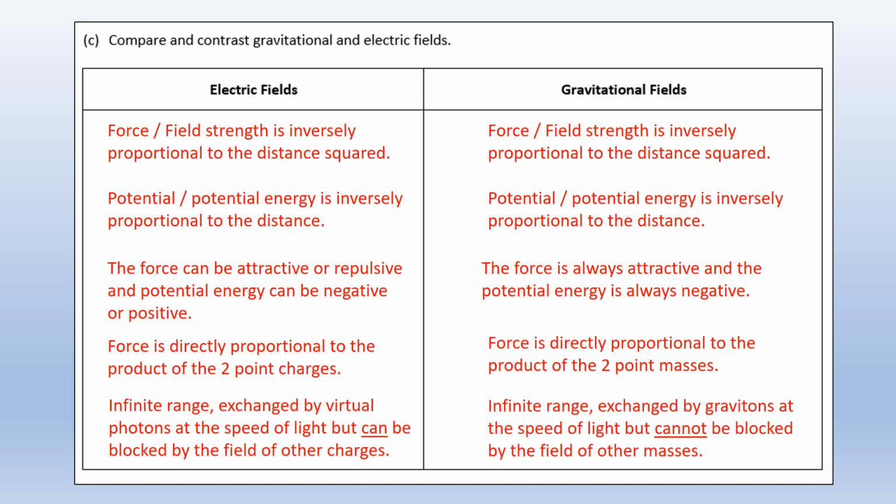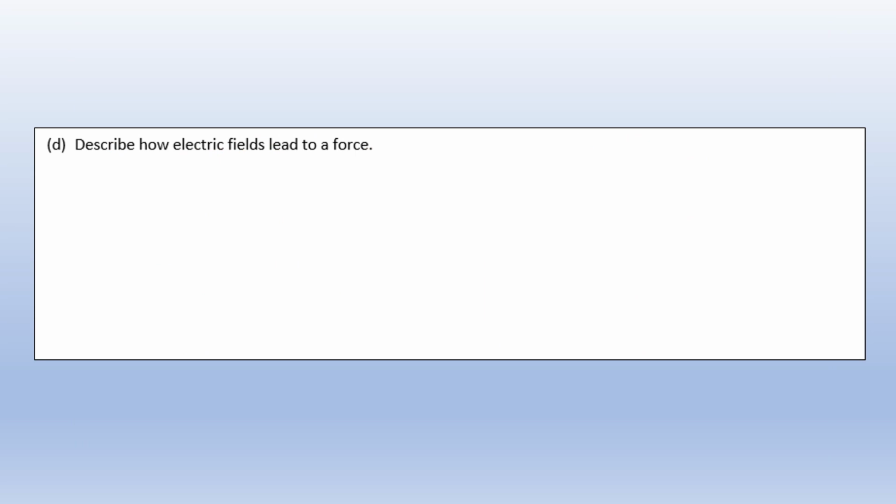Whereas gravitational fields are also infinite range. They have a different exchange particle, the graviton, which also travels at the speed of light, but the graviton cannot be blocked by the field of other masses, because gravity is a fundamentally different force to electric fields, so it behaves differently. Okay, so let's talk about how the field around charges leads to a force between them.